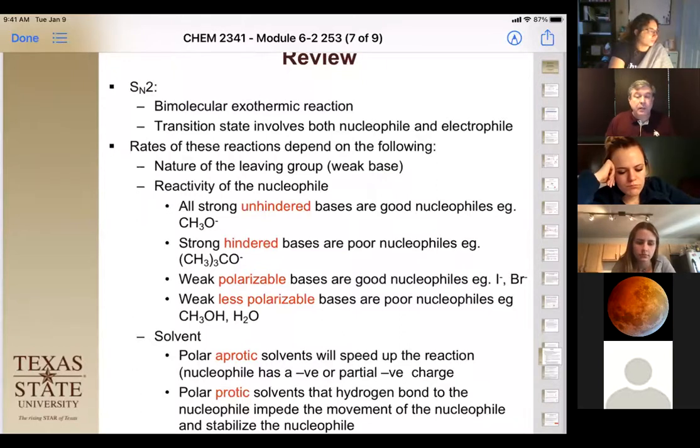Polar aprotic solvents will speed up the reaction because the solvent is not stabilizing the nucleophile's charge enough. It's a very bare charge and it will react. You can go watch the other video to see that full explanation. Polar protic solvents can hydrogen bond, and therefore can slow it down and invert the reactivity in the halogens. Okay.